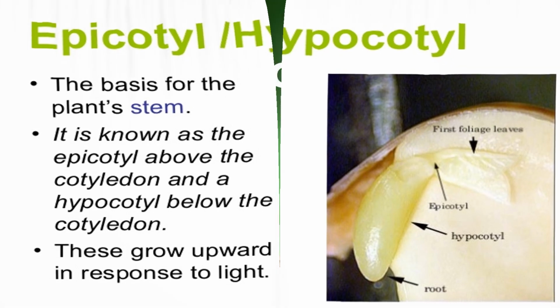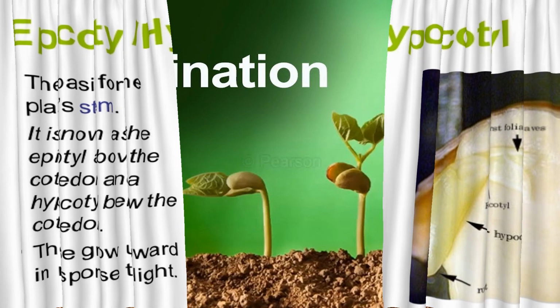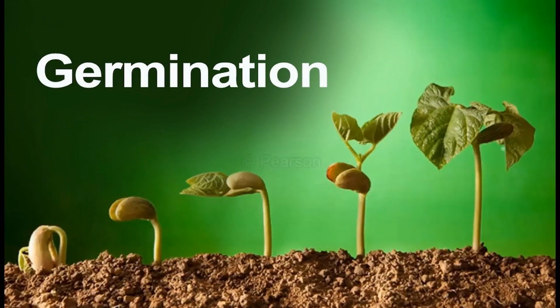Now, if you have understood the seed structure, the next portion that we are going to do is germination. Germination means how the baby plant comes out from the seed. Germination is the process of formation of a seedling from the embryo. Pollination is over, fertilization is over, seed formation is over. Now what is left? Germination. Germination means the baby plant, or the seedling, is coming out from the embryo.